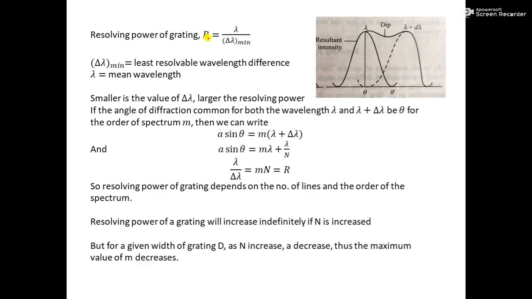So the resolving power of a grating, R, is defined as lambda by delta lambda minimum. It is the power of the grating to distinguish two nearly equal spectral lines, where delta lambda is the least resolvable wavelength difference and lambda is the mean wavelength. Delta lambda is the separation of two wavelengths which the grating can resolve. That is, the smaller the value of delta lambda, the larger the resolving power of the grating.